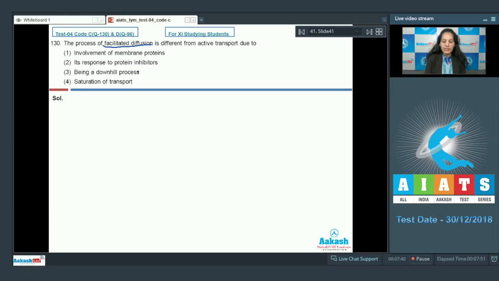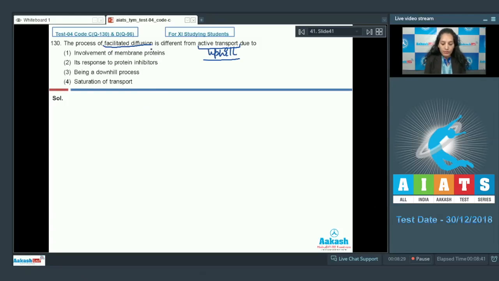Facilitated diffusion is diffusion of molecules from higher concentration to lower concentration. So this is diffusion along the concentration gradient, but active transport is the transport of molecules from lower to higher concentration. So this needs ATP, and this is transport against the concentration gradient. This type of transport is called uphill transport, and when the transport is along the concentration gradient, it is called downhill transport. Facilitated diffusion and active transport both involve membrane proteins.